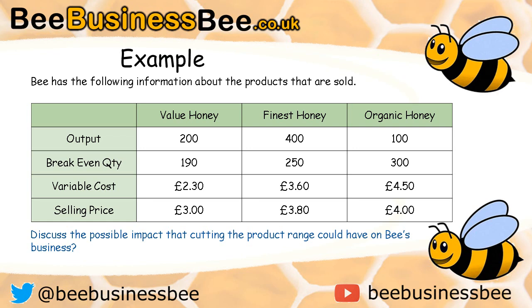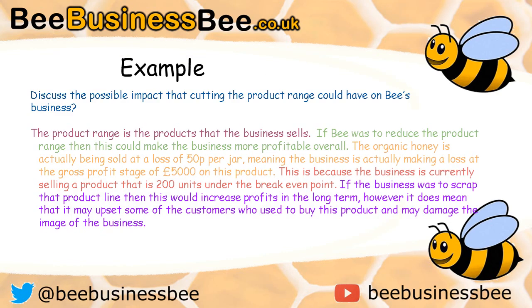Pause the video now and then unpause it and have a look at some of the answers. This is a tricky question. I've done it on purpose. So discuss the possible impact that cutting the product range will have on B's business. Well, what I've done is, because I knew this already, I said the key term was product range. And I just said product range is the products that the business sells. It would not be any expectation for you to do that. Notice my next point is that I say if B was to reduce the product range, then this could make the business more profitable overall. So that's my first point. That's my first argument. How have I got to that argument?